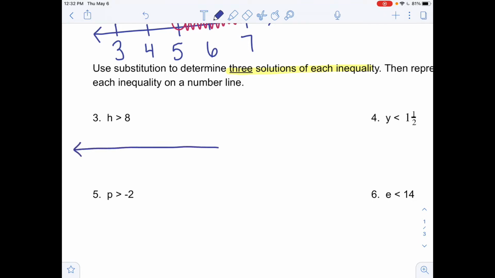So on my number line, I'm going to start with 8. I have 9, 10, 7, and 6. My inequality symbol is greater than. That means that I have an open circle on 8. And I want to show everything that would be greater than 8. So shading to the right on my number line.